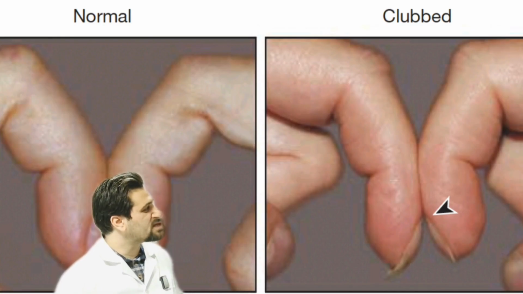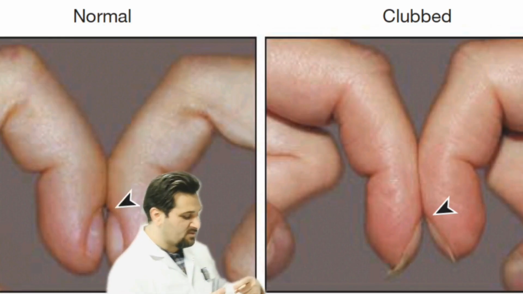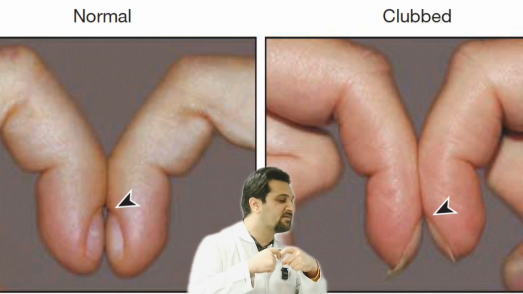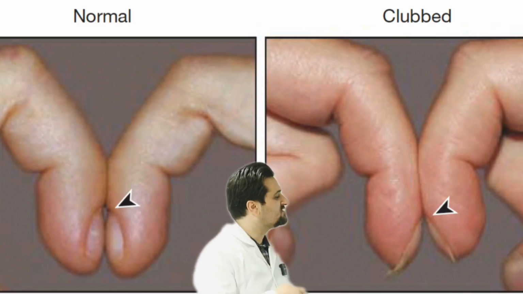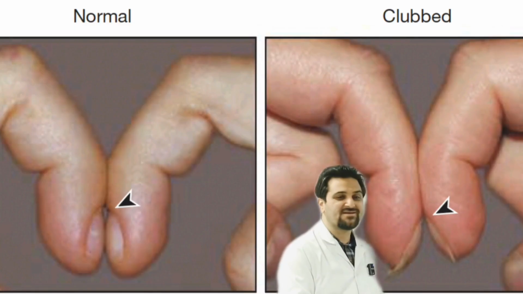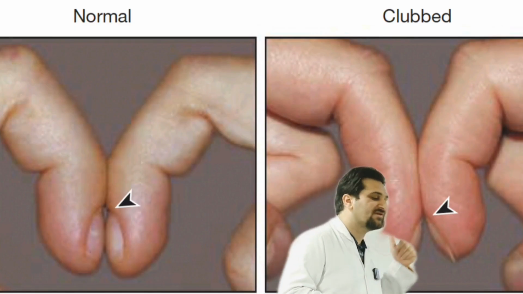This is the normal one, guys. Normally, when we put two of our fingers together, a diamond-shaped space should form between the nails of our fingers. But in people who have clubbing, these are separated from each other, and that normal diamond shape we should see is absent. What sign is this called?